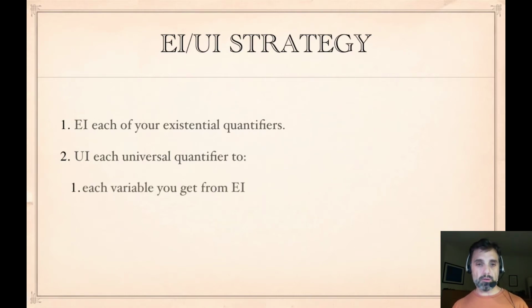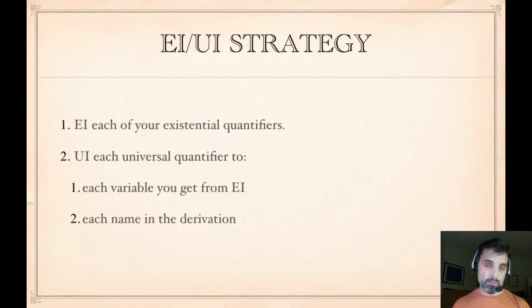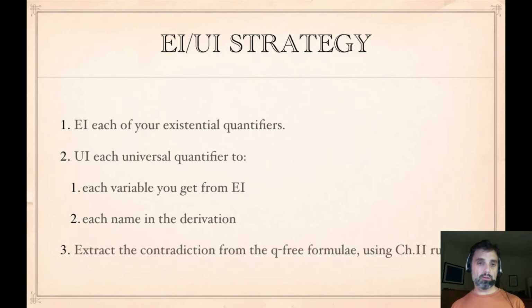In particular, you take each universal quantifier and instantiate it to each variable you get from EI. And also you instantiate to any of the names that show up in the derivation. And then with that, you're getting, in the end, quantifier-free formulas. And then you extract the contradiction.